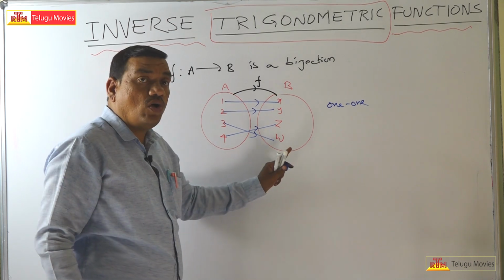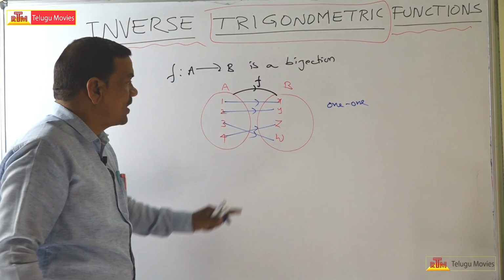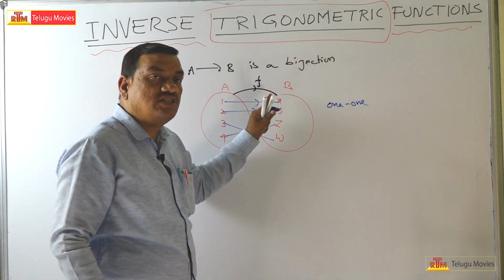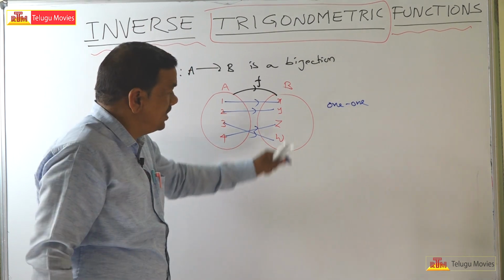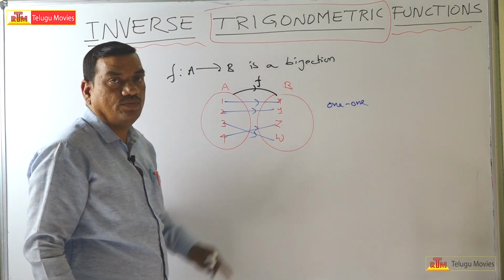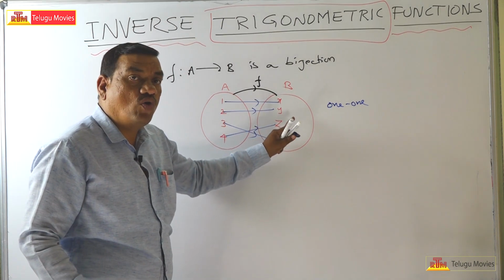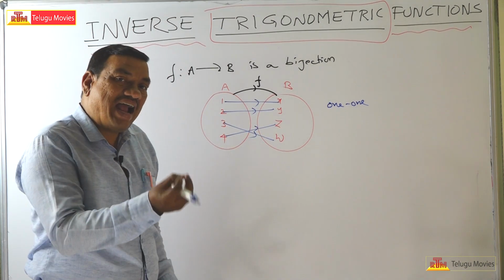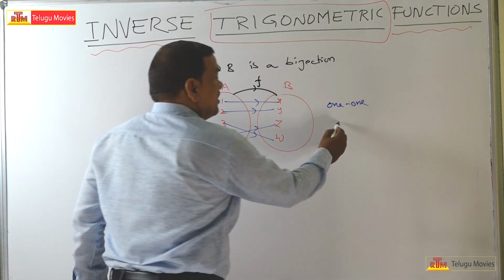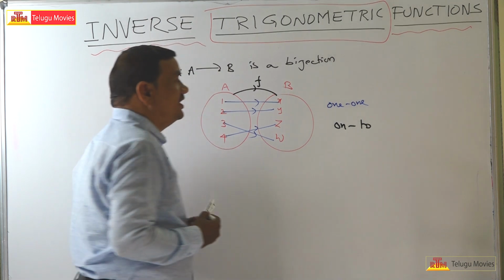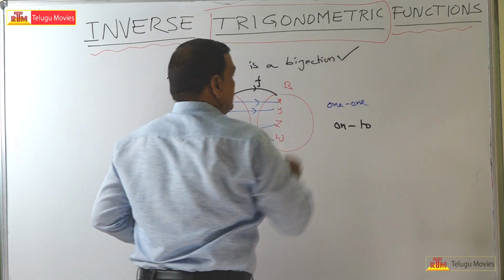Now coming to another property satisfied by this function, observe the codomain. What is the codomain? x, y, z, w. What is the range? The range is also x, y, z, w. That means codomain is equal to range. That means every element of the codomain is the image of at least one element of domain A. That's why it is an onto function. It is both one-one and onto, that's why it is called a bijection.